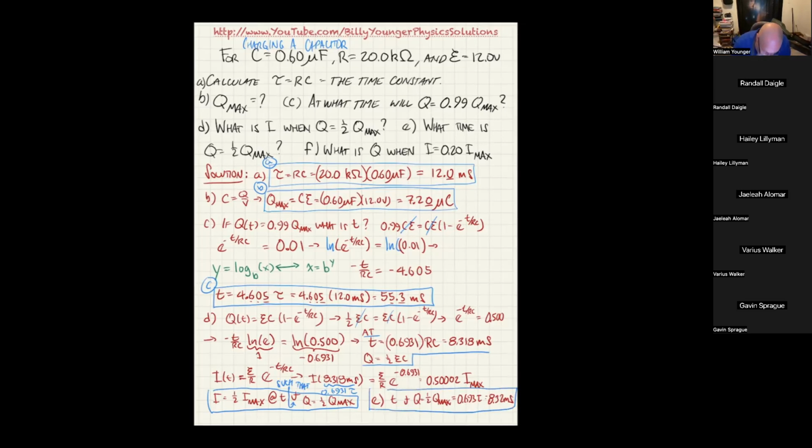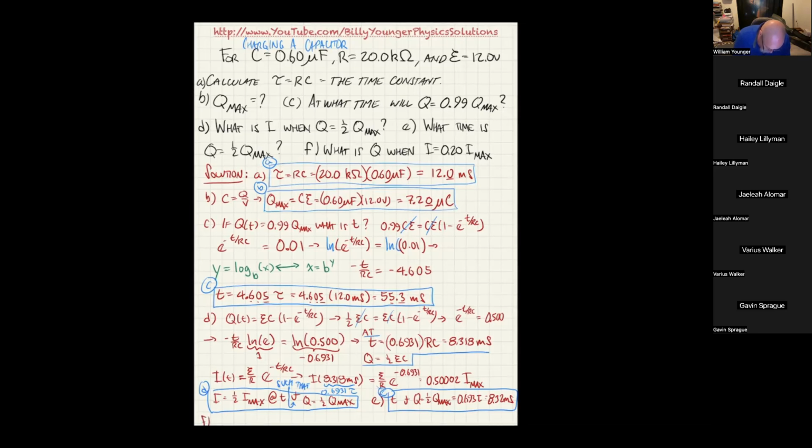Actually, I don't like that. I'm going to do it like this. And this is part E, and this is part D. Okay. All we have left is what is Q when I equals 0.2 I max. So I equals 0.2 I max, this is part F.